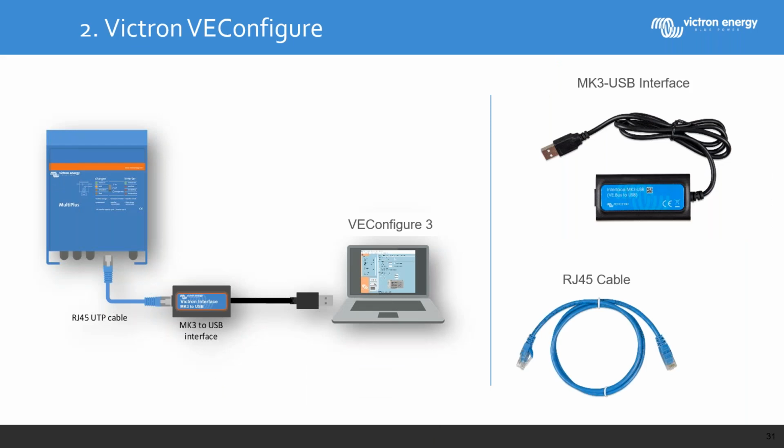Regarding AC coupling systems, you will need to install a special assistant in the inverter charger. For that, you cannot use Victron Connect, you need to use VEConfigure. People used to Victron already know this software. For VEConfigure, you need a computer to run it, and you need an MK3 to USB interface, so you can connect your inverter charger to your computer.